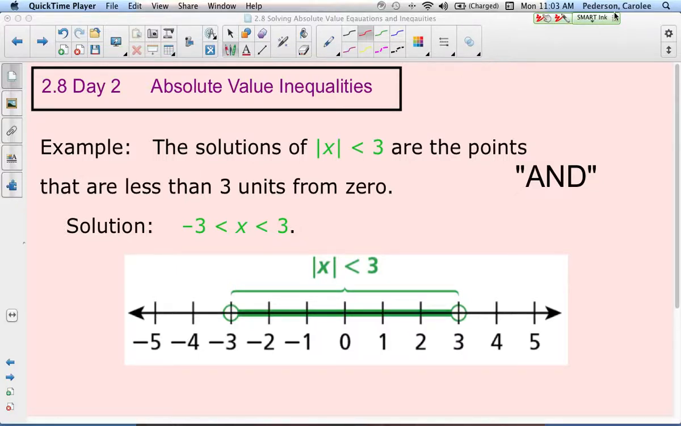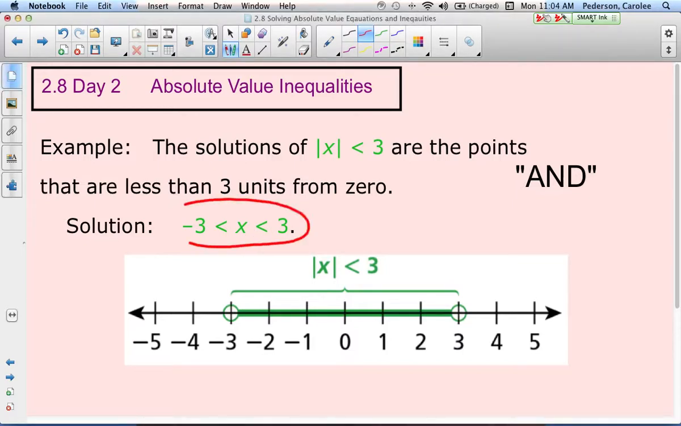Here's an example of an absolute value inequality. The example is the solution's x with an absolute value is less than 3. So what that means is that they are less than 3 units away from 0. So we write this as an inequality. It's a compound inequality. As a graph, it starts at -3 and stops at 3. And all the values in between -3 to 3 would be possible solutions.